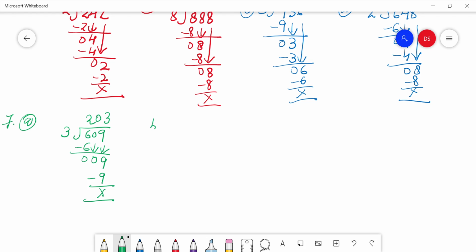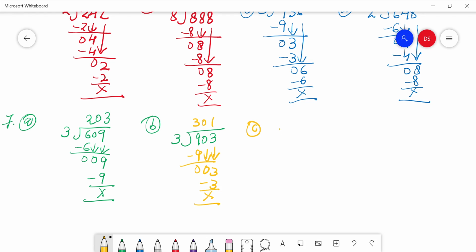Now B part. 903 divided by 3. 3 threes are 9. This is 0. Next digit is 0. We will keep it on the quotient place. 3 ones are 3. The answer is 301.